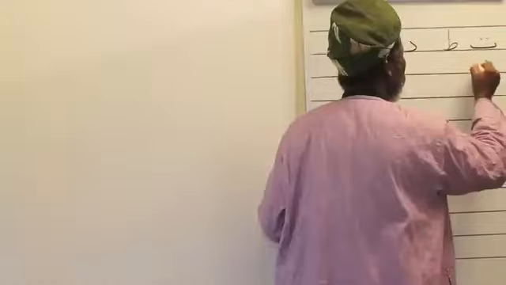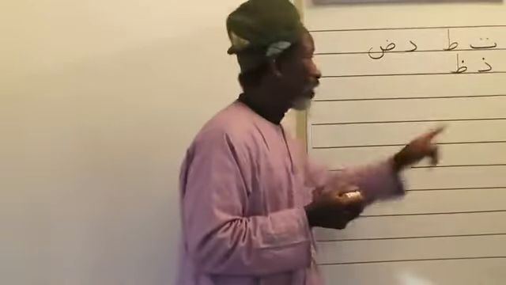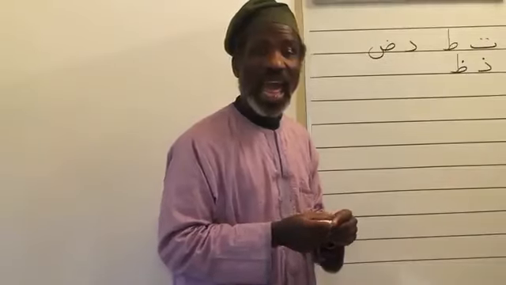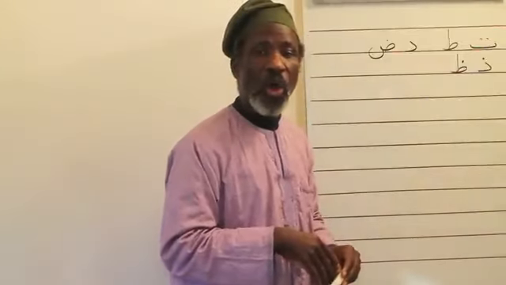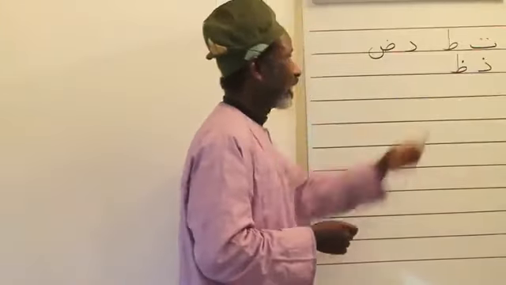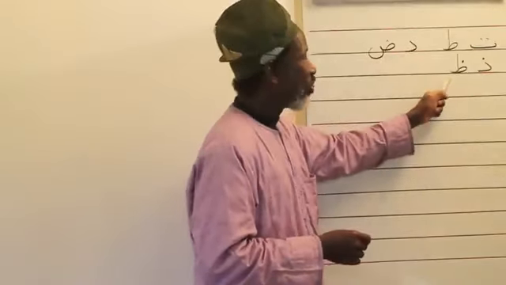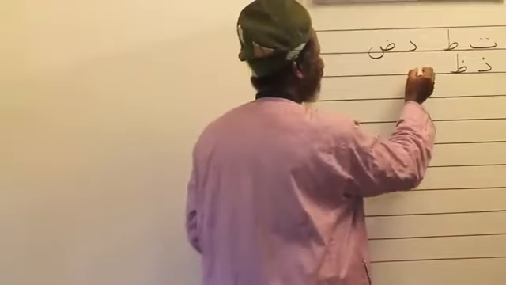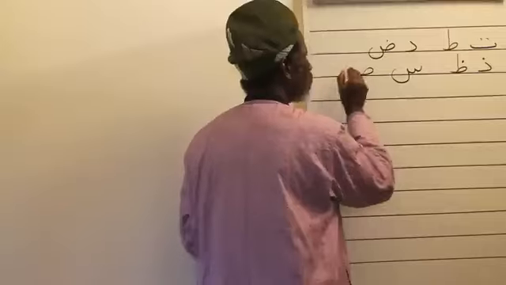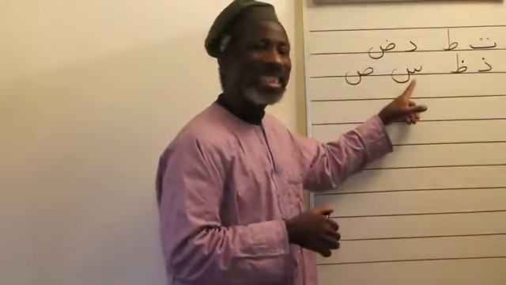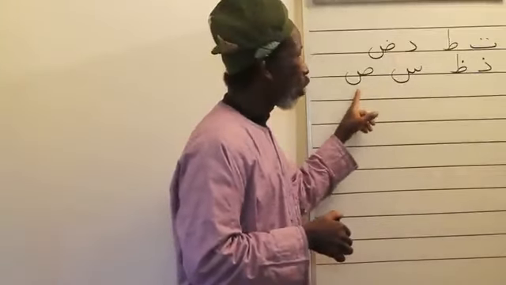Let's look at the vel and tho. First one, that's a vel, flat, vel. Then tho, tho. Ta, to, dal, dod, vel, tho. Sin, sod, sin, sod.